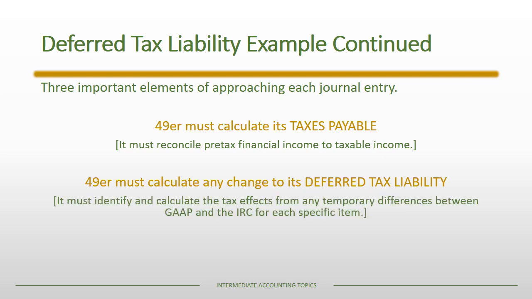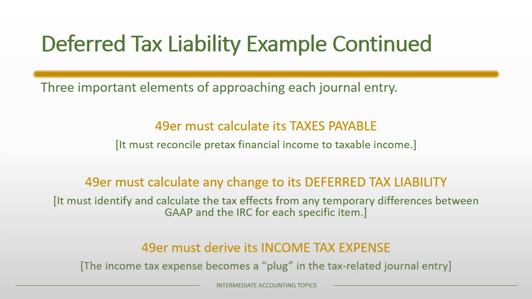That's our focus. And the way we're going to do that is we have to identify and calculate the tax effects from any temporary difference for this specific item. Again, this is with the specific item of the equity security. And then finally, you derive your income tax expense. And essentially, that's a plug in your journal entry. For this simple example that might seem like overkill, but for more complex examples, it's actually very helpful.